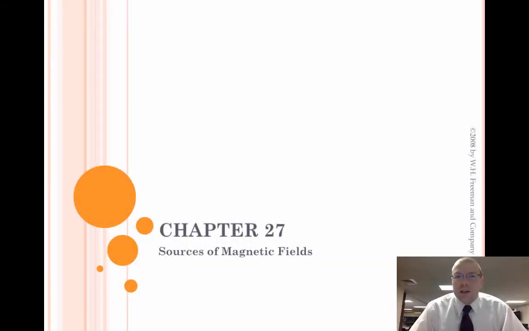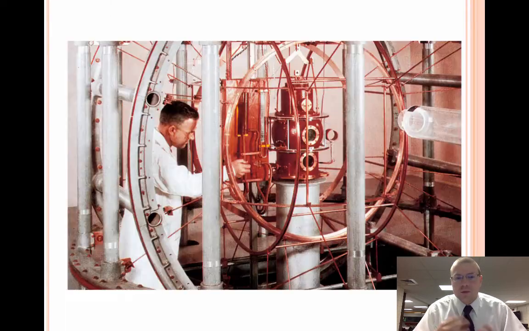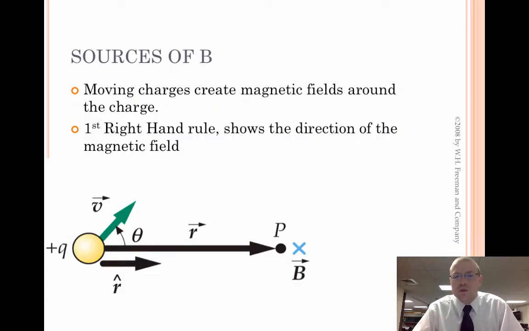Everyone, last chapter we looked at the forces that charges feel and currents feel in magnetic fields. But now we really need to focus on where the magnetism comes from. So the source of magnetism can be seen in this picture here. You can see that there are very large coils, and those coils can carry very, very high currents. So to create magnetism, what we need to do is have moving charges. So the motion of charges actually creates magnetic fields around the moving charge.